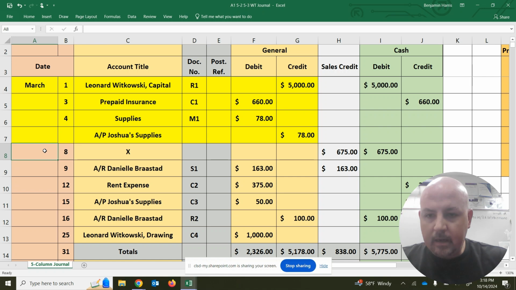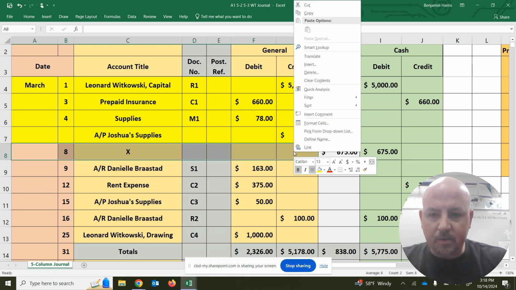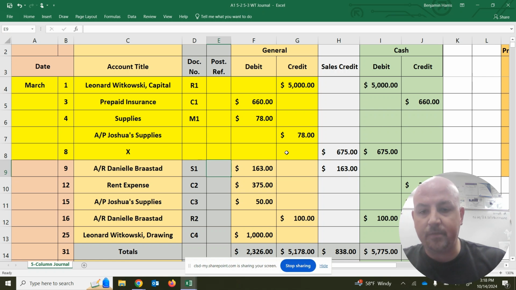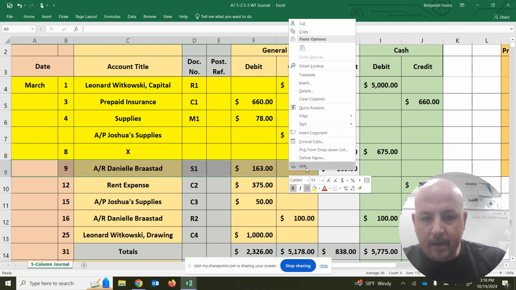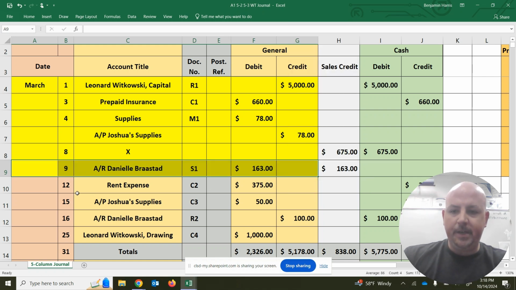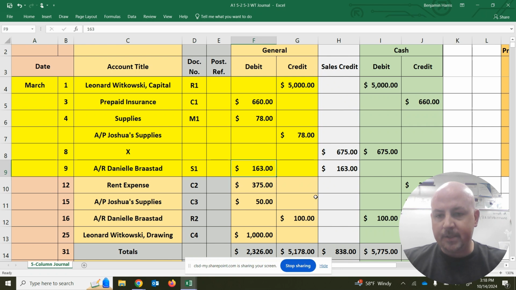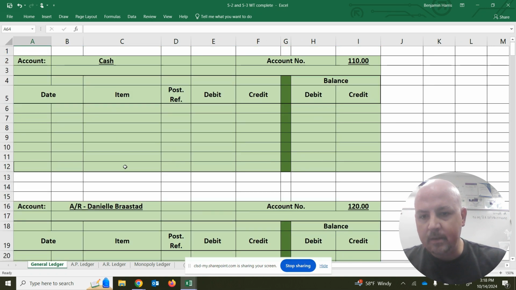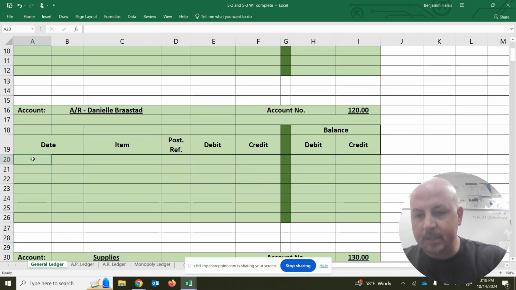Next up, we don't actually have anything in the general column here on March 8th, so we're just going to bypass that one. We don't need to do anything for the second. Okay. On the 9th, we have an entry here, a debit entry for Danielle. This is AR. AR is an asset. So we'll find the AR up here. There it is, account number 120. The date is March the 9th.